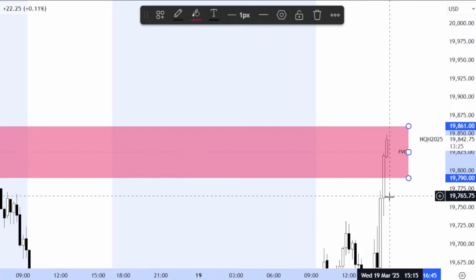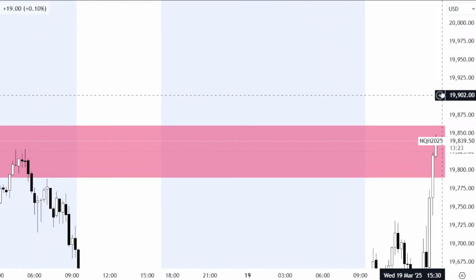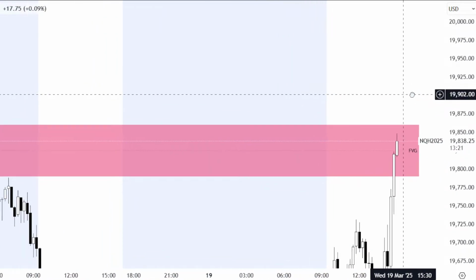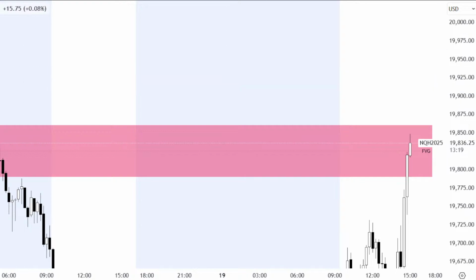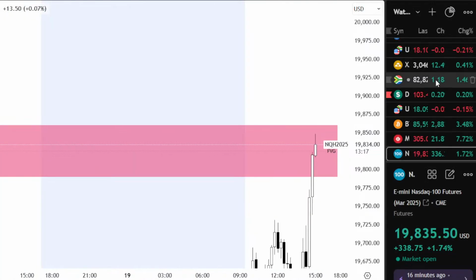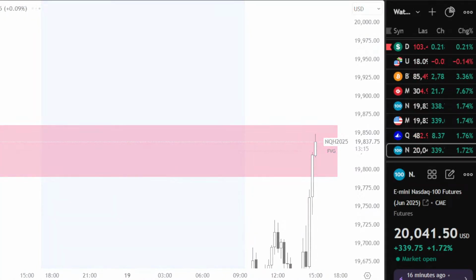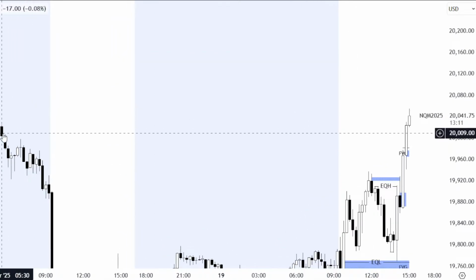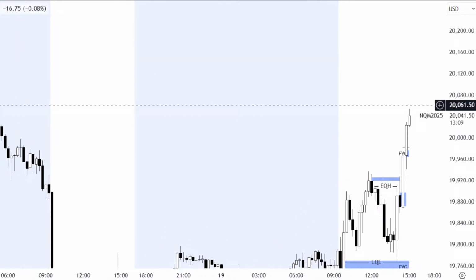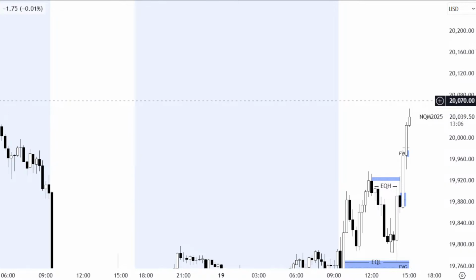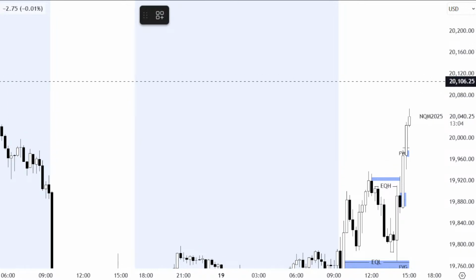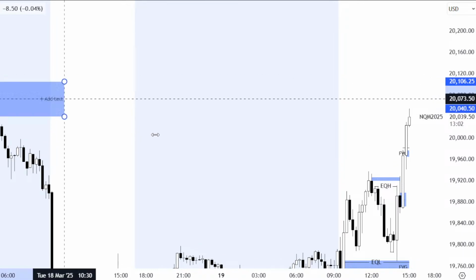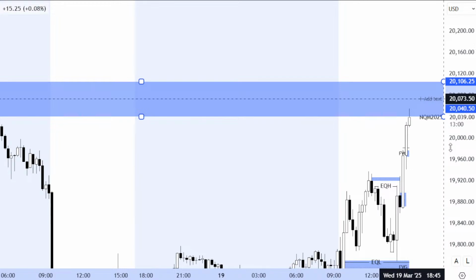We're back into this fair value gap now. And alright, so this could be something. Let's do this. Alright, you guys see this high here and this high, that could be liquidity, and we could stop around here.